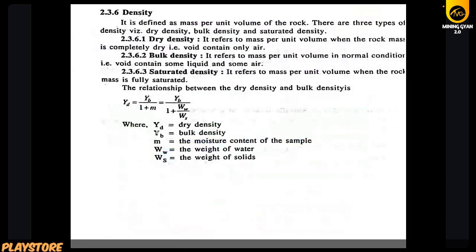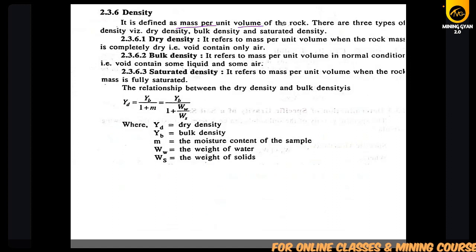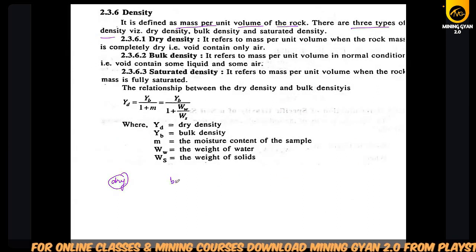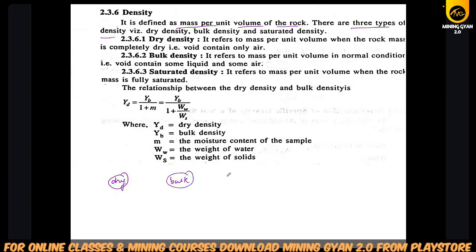Now come to the density. What is density? Density is defined as the mass per unit volume of the rock. There are three types of density. First, dry density. Second is bulk density, and third is the saturated density.